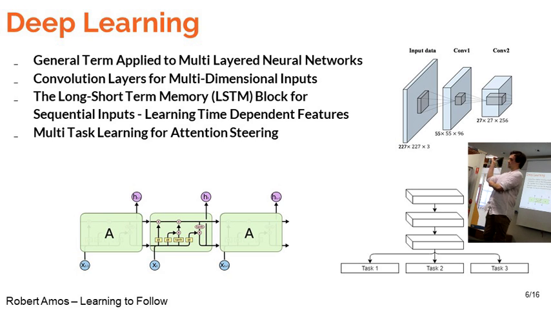The final concept that was utilized in the development of the DeepTrack module was multitask learning. So the intuition behind multitask learning is introducing subtasks to the model in order to steer the attention towards a desired goal. And I'll expand upon this in the next slide.